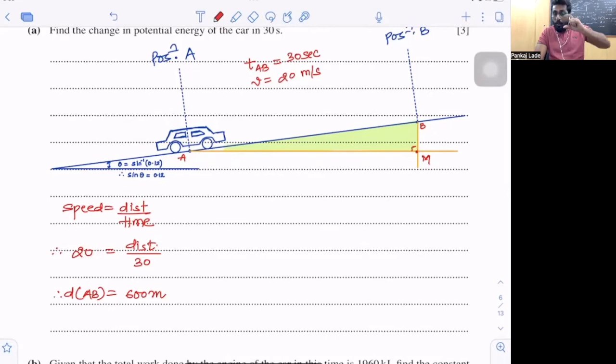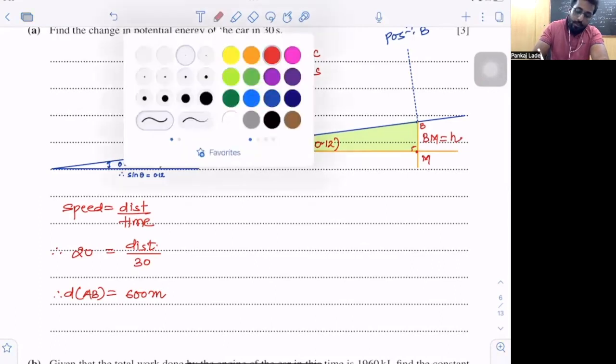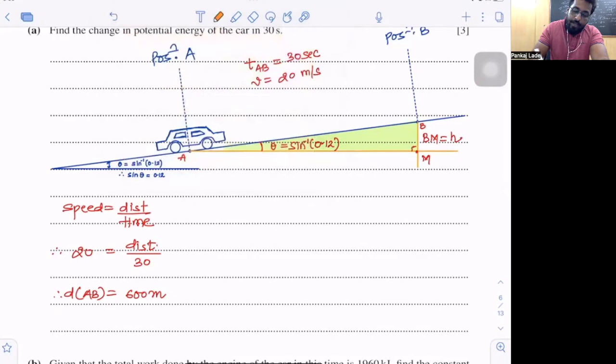Length of BM is the vertical displacement of the particle. Can you understand? The vertical displacement of the car is the distance BM, and that's H. So BM is H. Okay, and this angle is theta, which is sine inverse of 0.12, right? Do you know length of AB? Students, have you got the length of AB? The answer is yes.